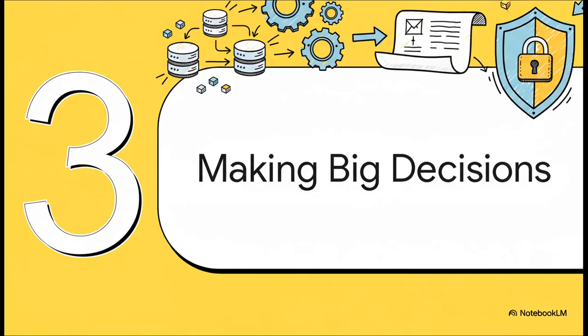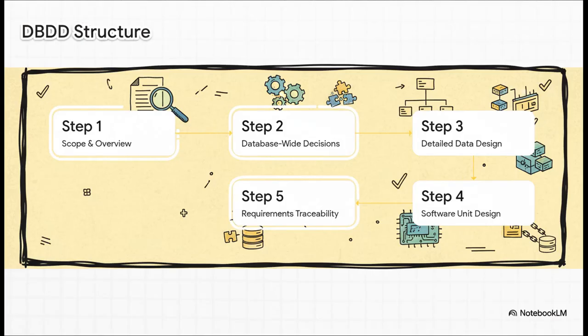Before you can get lost in the weeds and the tiny details, you have to sort out the big picture. And the DBD forces teams to answer the biggest, toughest questions right from the very start. Just look at the structure here. It's so logical. It builds from the ground up. You start broad with the scope and overview. Then you make those huge database-wide decisions. And only then do you drill down into the nitty-gritty of the data and software design. And finally, you tie everything back to make sure you actually built what you said you were going to build.